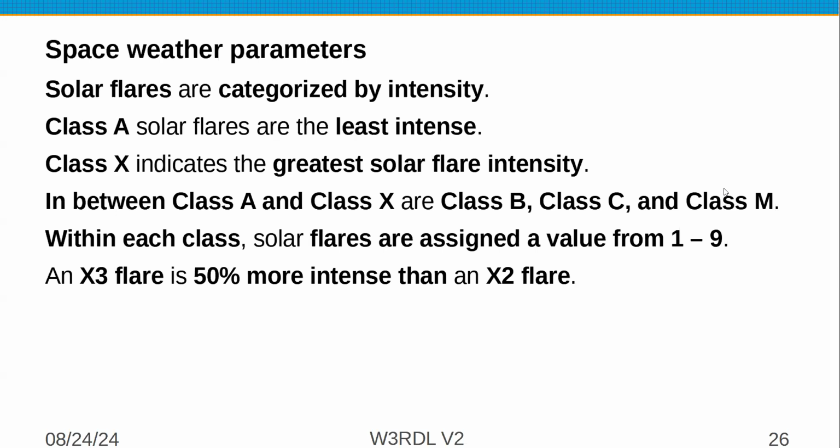Okay, so we categorize solar flares by intensity, and there's class A through class X. Usually they don't talk about A. They usually do C, M, or X. X is bad. And in each one of those classes, they range from 1 to 9. It's kind of like the hurricane scale or something. And I think each level is 50% more than the previous one.